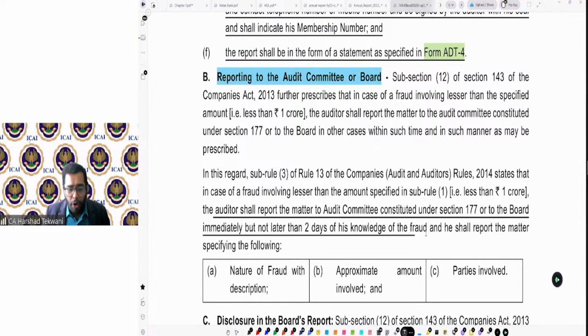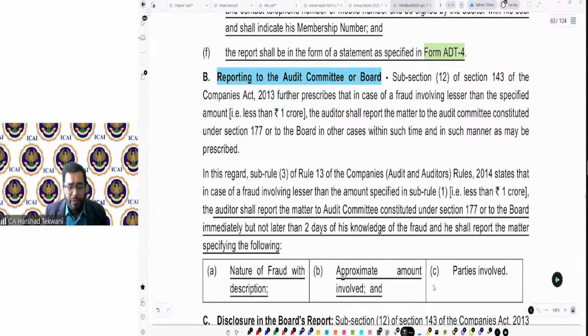Within 2 days of his knowledge of fraud, and he shall report the matter specifying the following: nature and the description of fraud, approximate amount involved, and the parties involved. Okay. So either audit committee or board within 2 days of his knowledge, with nature of the fraud and description, approximate amount, and parties involved. And these kind of frauds are then reported by board of directors in their board report.